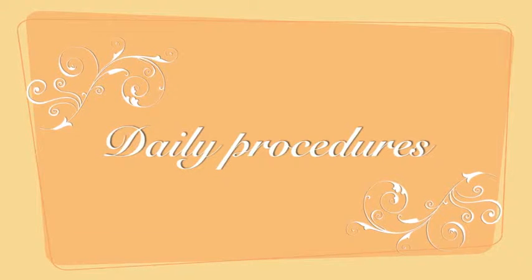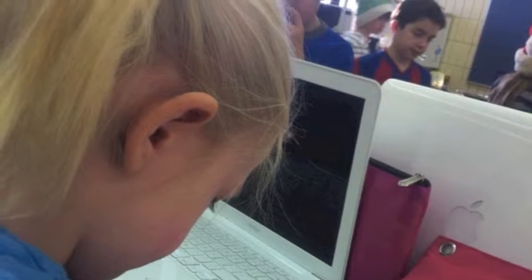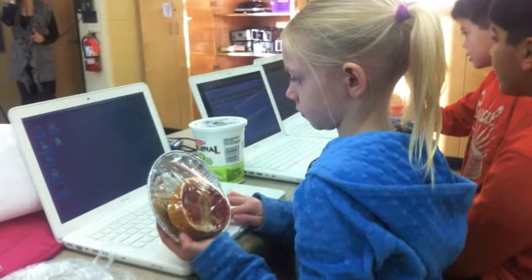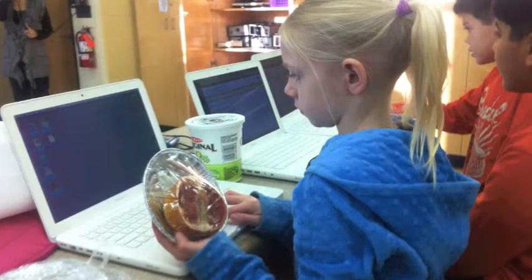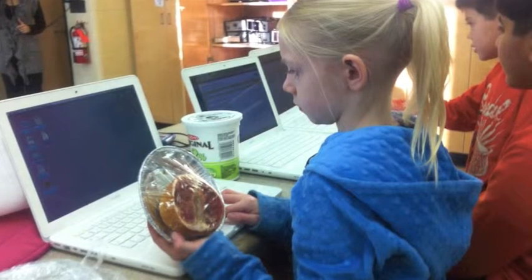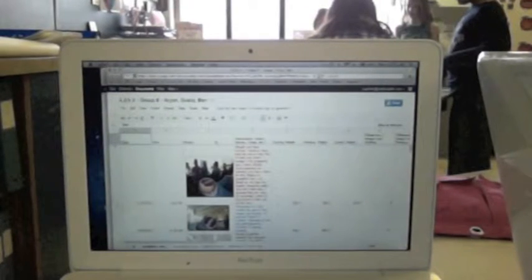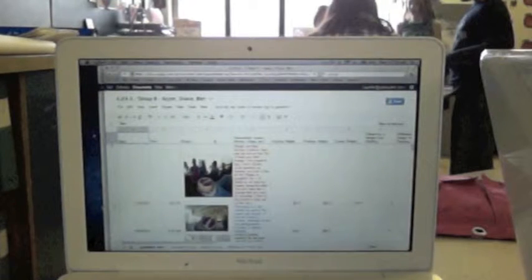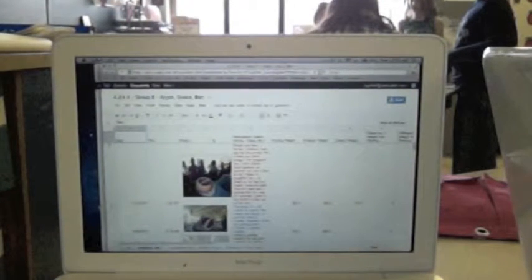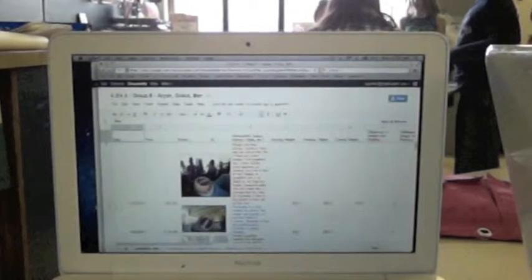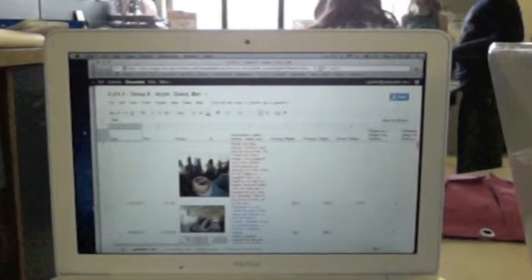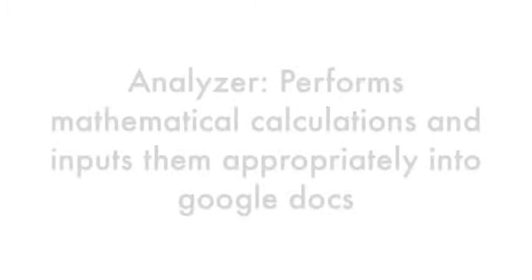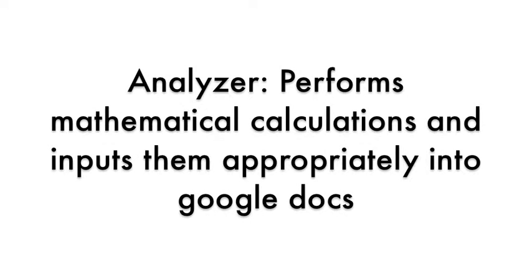Daily procedures. Each day we went into the science lab, we took our fruit and sat down. The digital documenter made observations on the Google Doc. The handler recorded the weight and the temperature using the weight scale and the digital temperature probe. The digital documenter typed all of this information onto the Google Doc, which included ambient and internal temperature, previous weight, and observations of texture, weight, temperature, and color. The analyzer did all of the math, like difference in the temperature or weight, on the calculator.